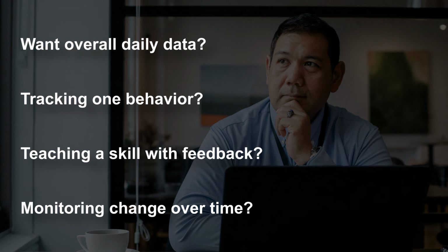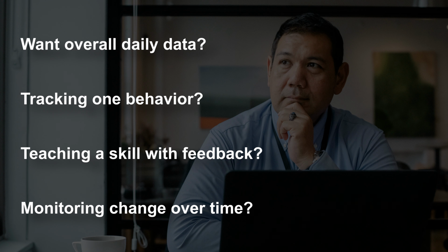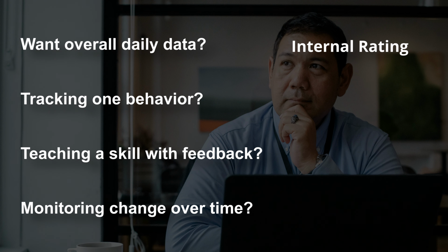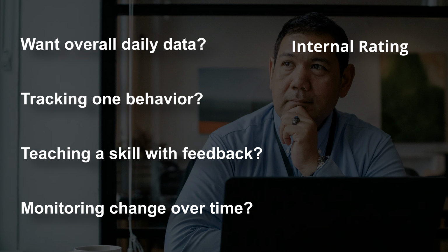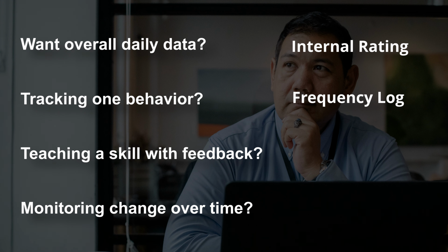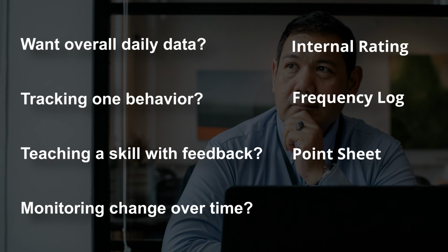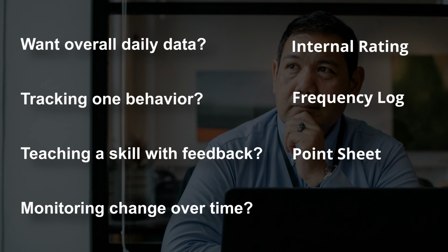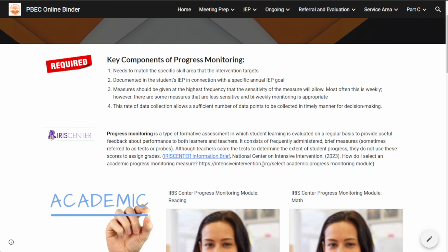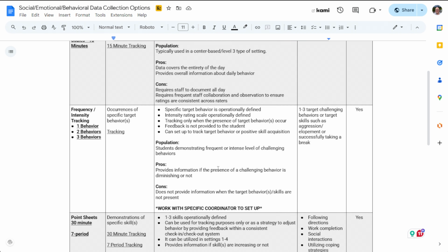Here's a quick way to choose the right tool for your student. You want consistent snapshots of overall behavior engagement? Use an internal rating scale. Tracking specific behaviors? Use the frequency duration logs. Teaching a skill and giving regular feedback? Use a point sheet. Monitoring progress over time with scheduled observations? Use a direct behavior rating. Pick one that fits your goal, keep it simple, and build from there.